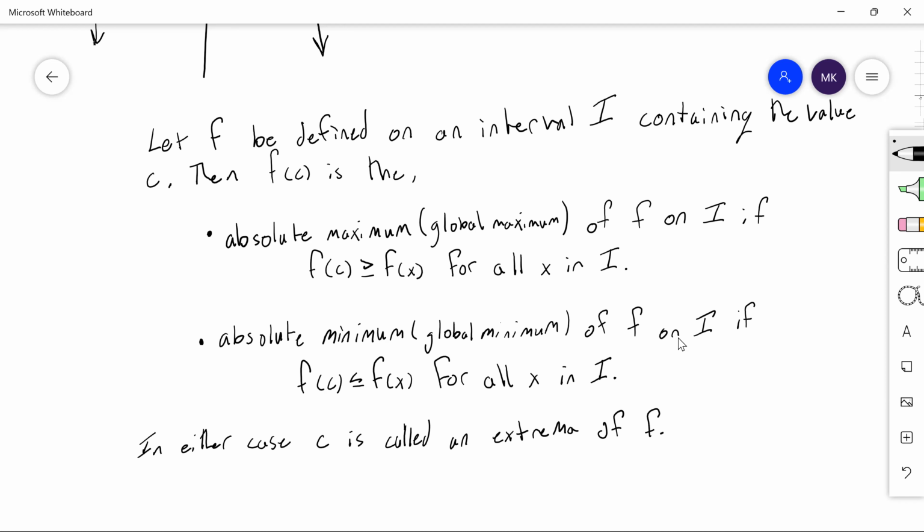But we don't want to eliminate the possibility of having multiple absolute maximums that are the same maximum on intervals. If we think about trig functions, sine and cosine, those have absolute maximums of 1. They have an infinite number of them, and they all are the same maximum value.